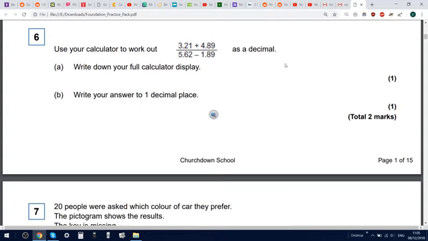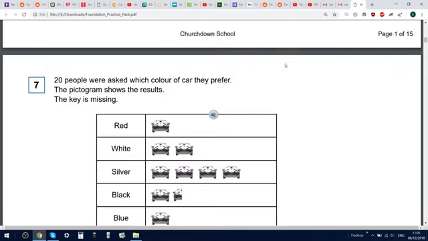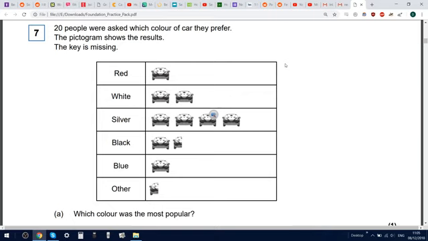Okay, this next one, I think you'd be okay for that. Yeah, I've got a calculator with me. I think you get it right. Okay, how about this one?